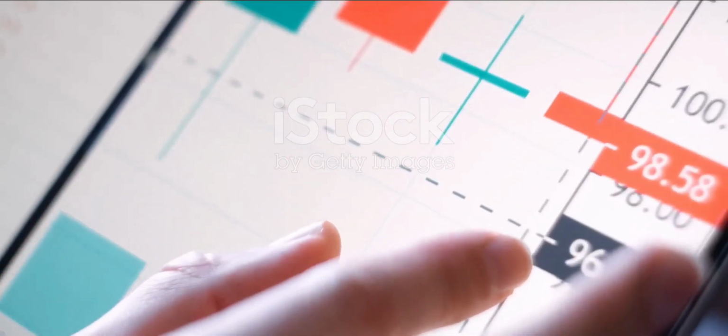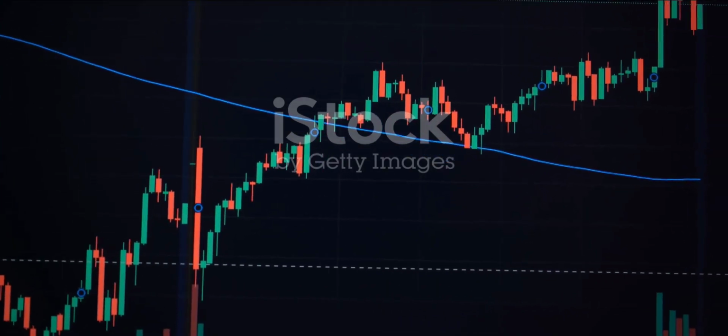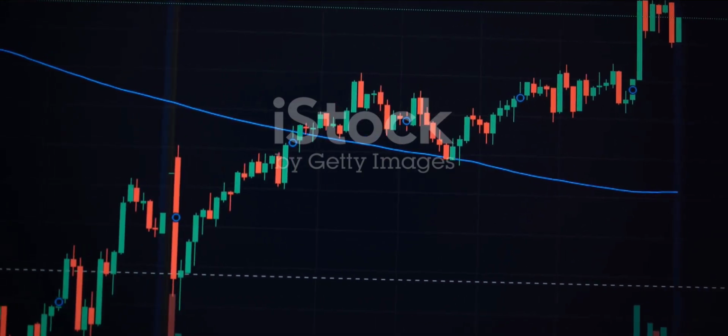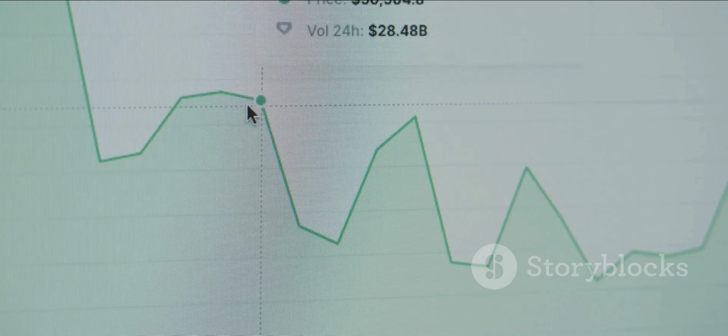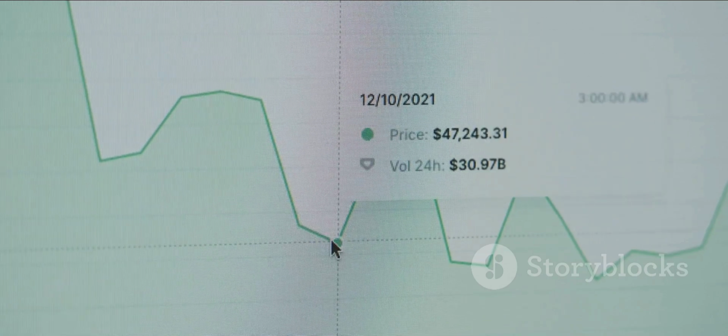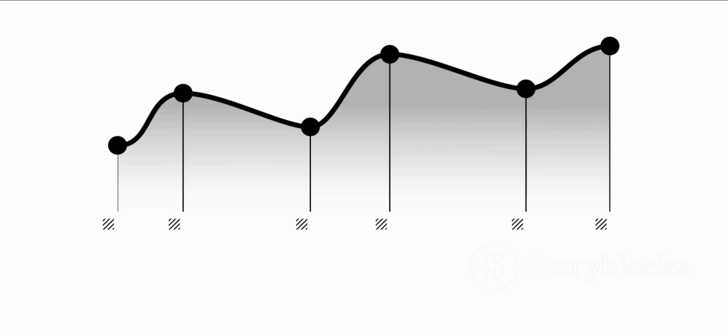Drawing the pitchfork is simple. You only need 3 points on a price chart: a high, a low, and another high or low. The first point is usually a significant high or low. The second point is the opposite, a low if the first was a high, and vice versa. The third point confirms the trend direction.